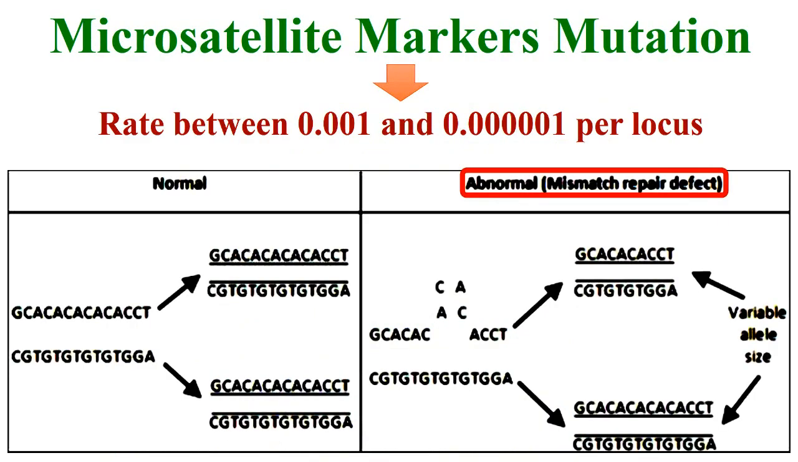Continuously, the mutation rate of microsatellite markers ranges between 0.001 to 0.000001 per locus per generation, as mentioned inside the slide.